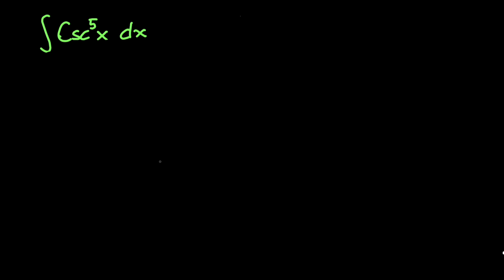The integral of cosecant to the power of 5 of x dx. So, we will first factor out cosecant squared of x. And so, what we're going to do here is to integrate this by parts.